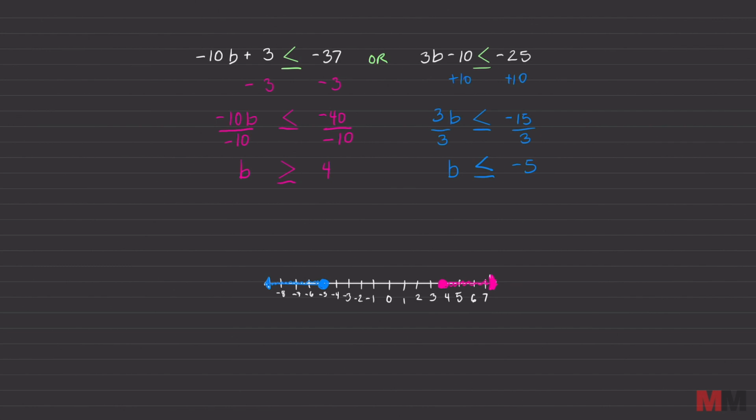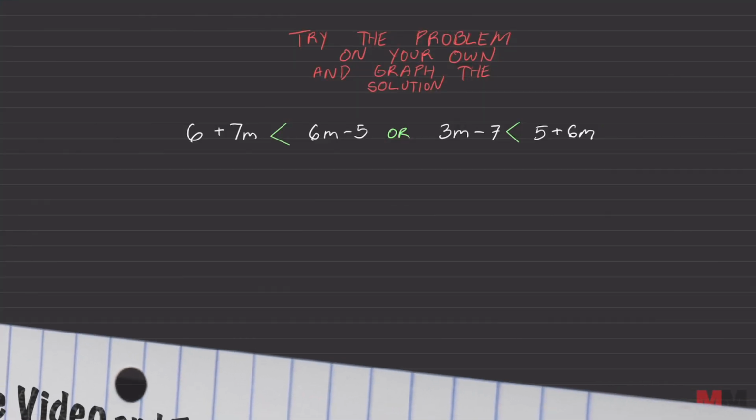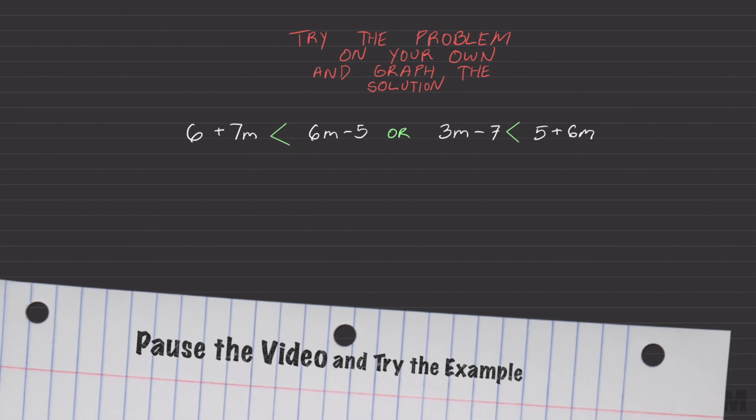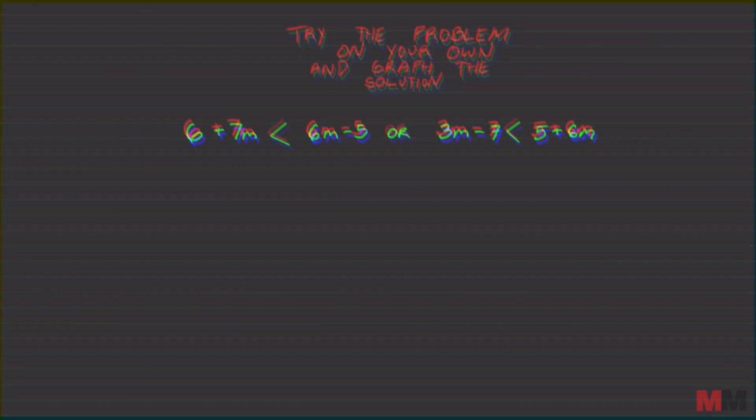Most of these graphs with the OR compound inequality usually go left and right, just like this graph right here. Alright, I want you to try this problem on your own. So take out a piece of paper, copy the problem down, and graph it on a number line. When you are done, unpause this video and check your answer.